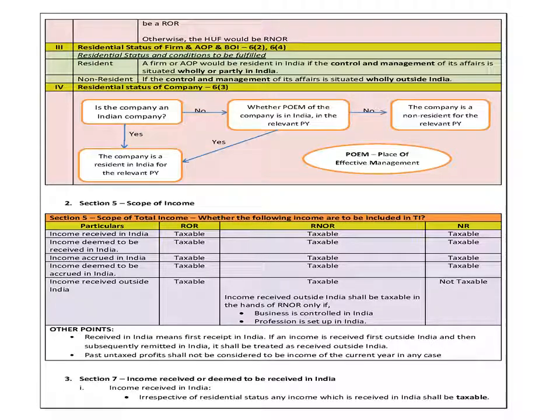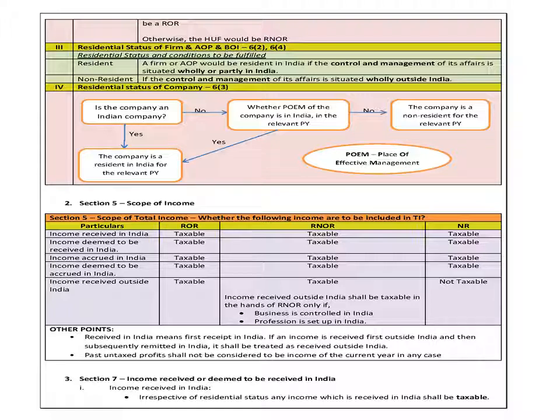If the income is deemed to be received in India, what is the meaning of deemed here? You have not received the money now, but you will receive it in future. It is deemed to be received. You will receive this amount in India in future. So in that case also it is taxable for all three, that is, for ROR, RNOR and for a non-resident.